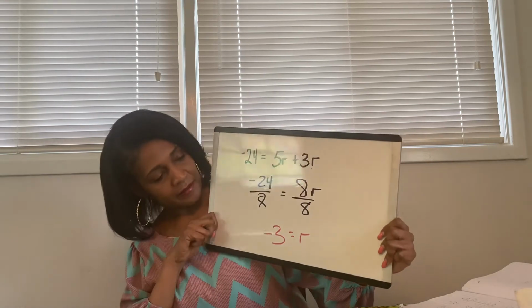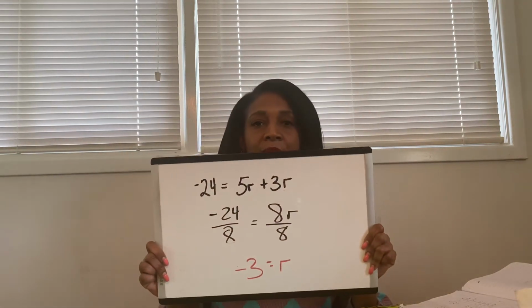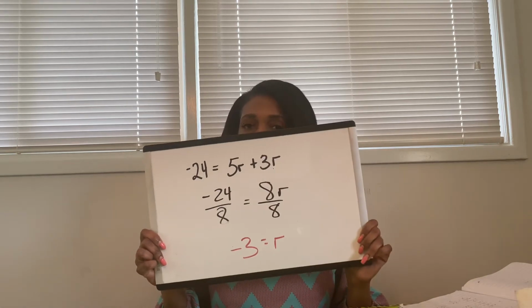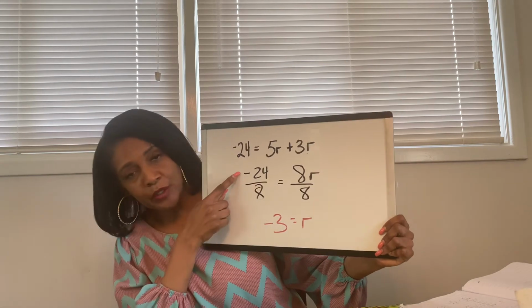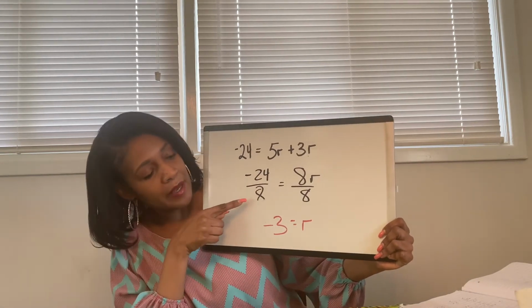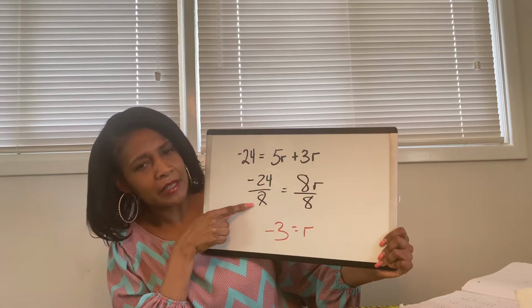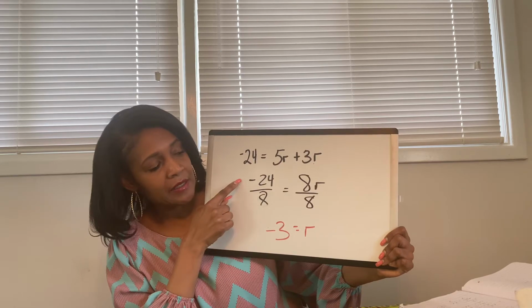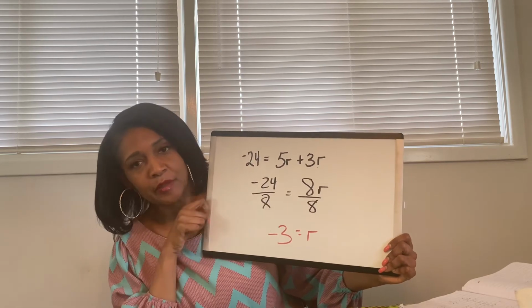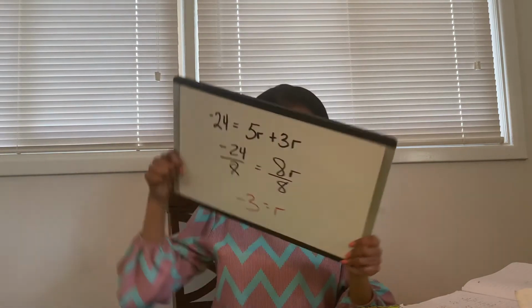My 8 will go into my 8 one time. We do not have to write the 1, so we simply drop our r. And 24 divided by 8, did I say that wrong the first time? If I did, I apologize. 24 divided by 8 will give us 3. Since this is a negative 24, our answer is going to be a negative 3. Okay? All right.